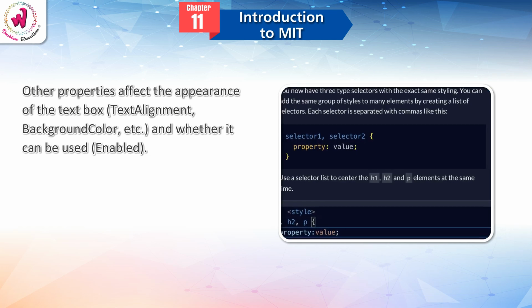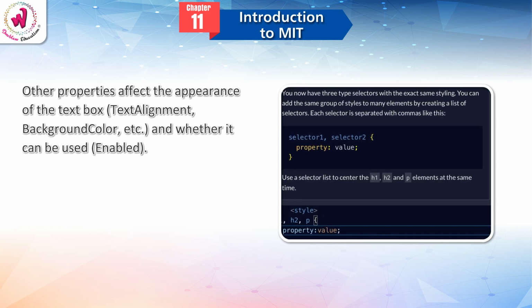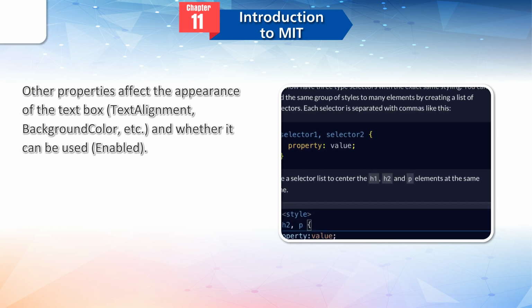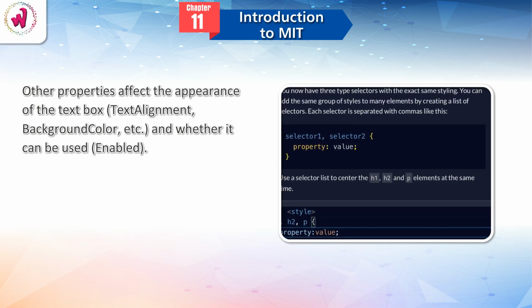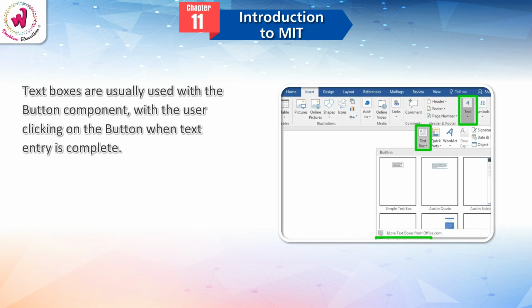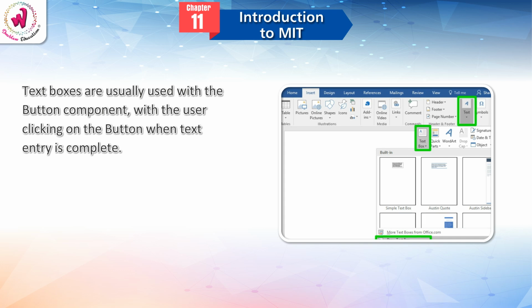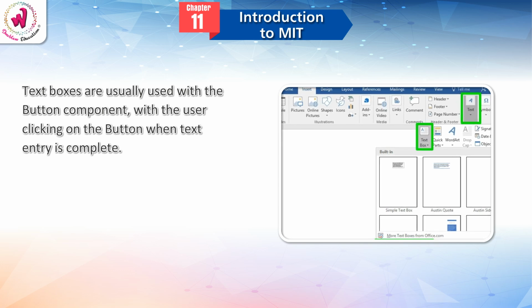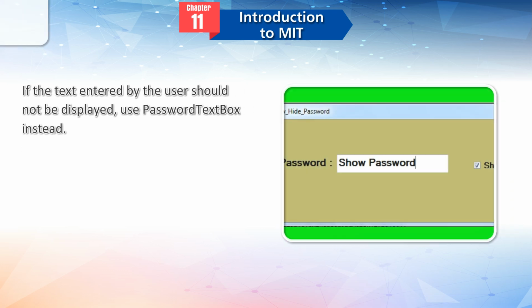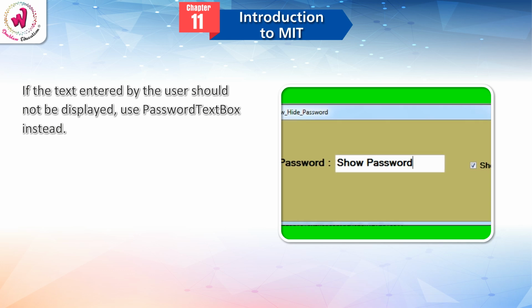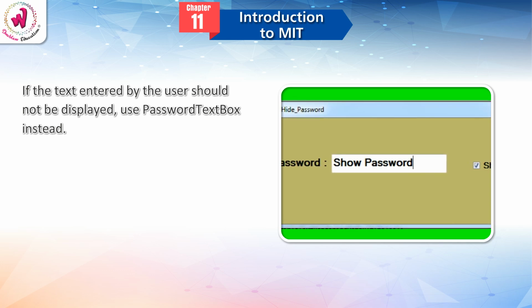Other properties affect the appearance of the text box, text alignment, background color, etc., and whether it can be enabled. Text boxes are usually used with the button component, with the user clicking on the button when text entry is complete. If the text entered by the user should not be displayed, use password text box instead.